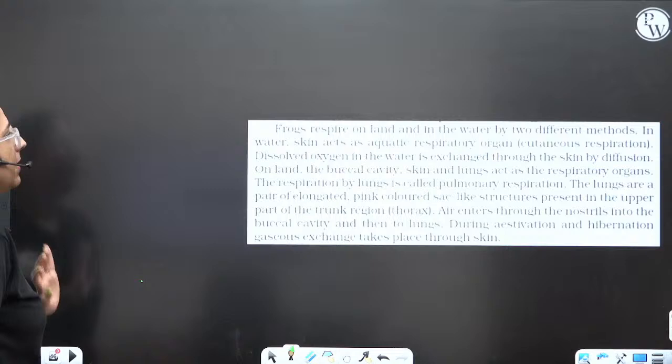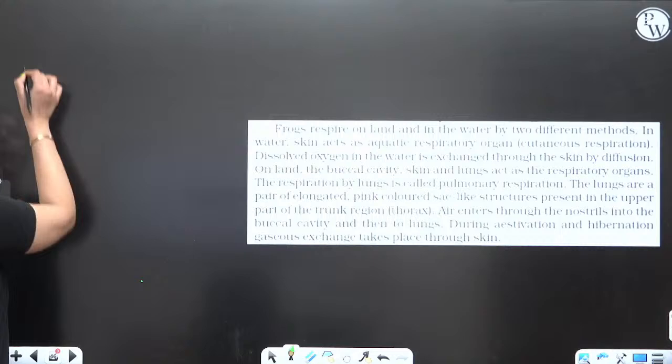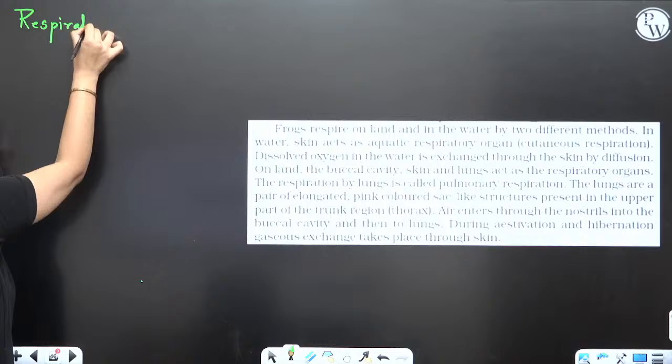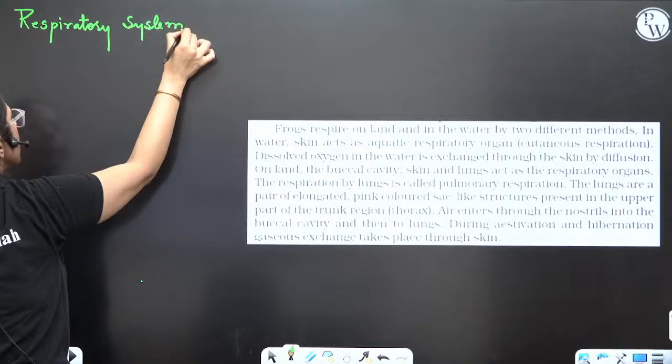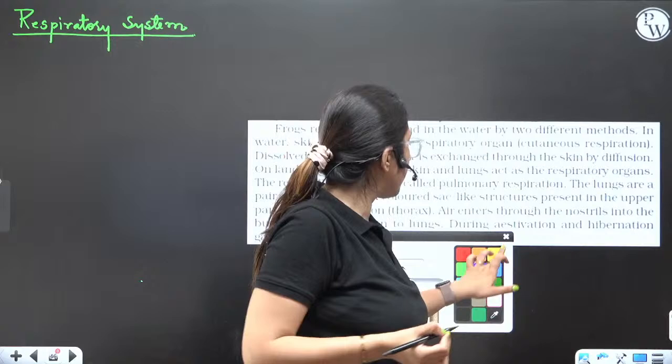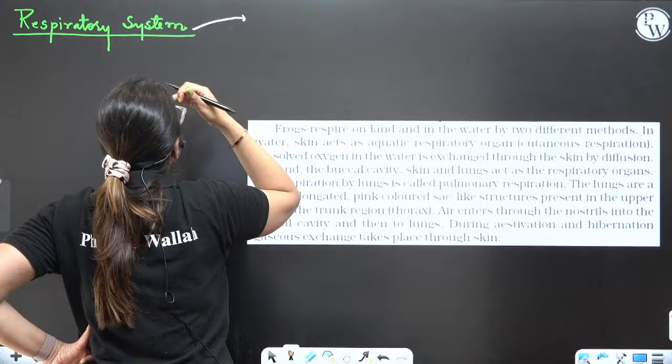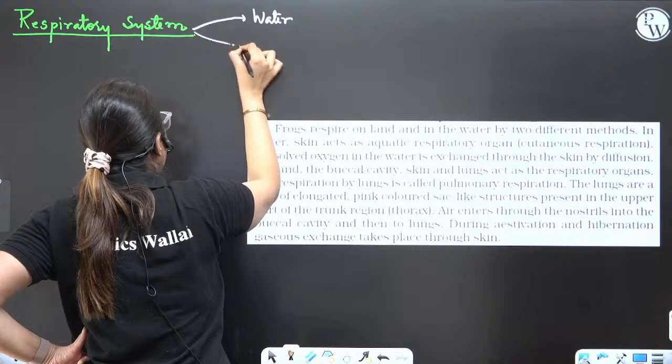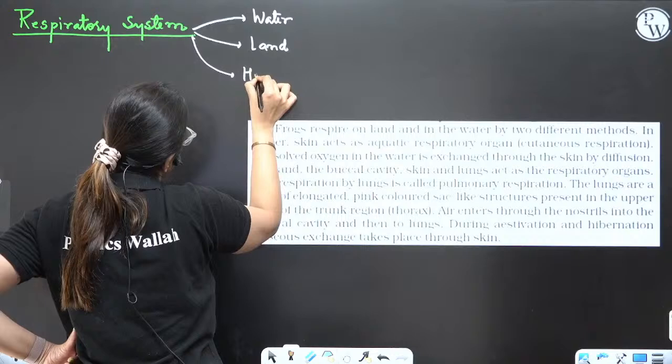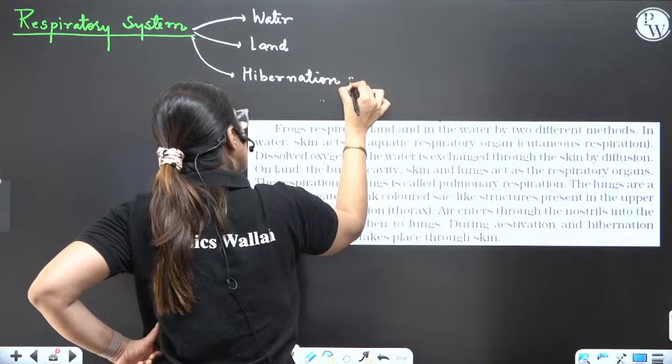Let's talk about the respiratory system. The next paragraph in NCERT is all about the respiratory system. Now, what is this respiratory system all about? Respiratory system means gaseous exchange. There are three different ways by which gaseous exchange occurs. First, let's divide: in water, how do they respire? When on land, how do they respire? When they are hibernating or estivating, how do they respire?